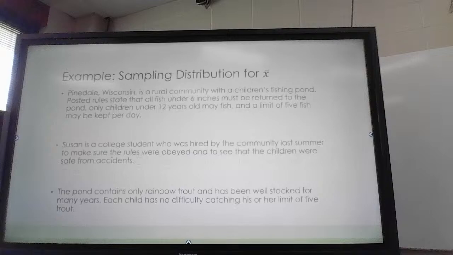Okay, so here's an example. Pinedale, Wisconsin is a rural community with a children's fishing pond. Posted rules state that all fish under 6 inches may be returned to the pond. Only children 12 years or under may fish, and a limit of 5 fish may be kept per day. Susan is a college student who was hired by the community last summer to make sure the rules were obeyed and to see that the children were safe from accidents. The pond contains only rainbow trout and has been well stocked for many years. Each child has no difficulty catching his or her limit of 5 trout.